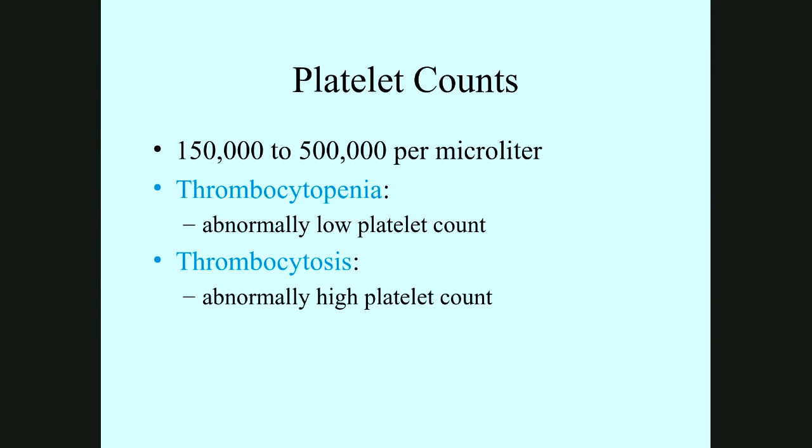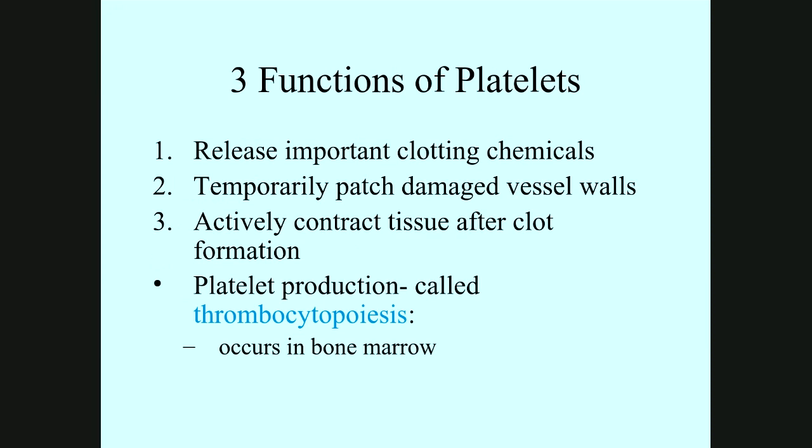Abnormally low platelets, we call that thrombocytopenia, and abnormally high platelets, we call that thrombocytosis. Three major functions of the platelets: release important clotting chemicals, temporarily patch damaged vessel walls, and actively contract tissue after clot formation.